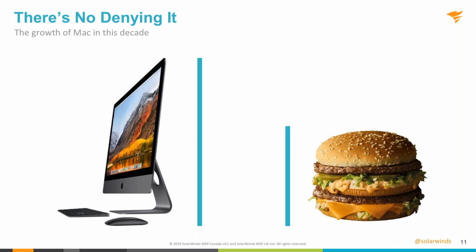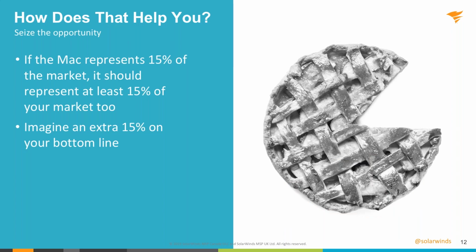So how does that help you as the MSP? Well, think about it like this. If the Mac represented 15% of the market, it should represent at least 15% of your market also. So say you're a $200,000 a year MSP. 15% would be like adding 30K a year or $2,500 a month to your top line revenues. If you're a $1 million a year MSP, then it's like adding 150K. I mean, that's nothing to sneeze at. Imagine an extra 15% going down to your bottom line. I don't think any of us would turn our nose at that opportunity.